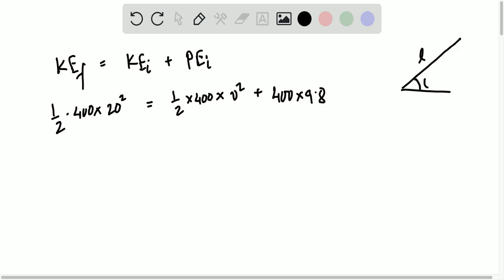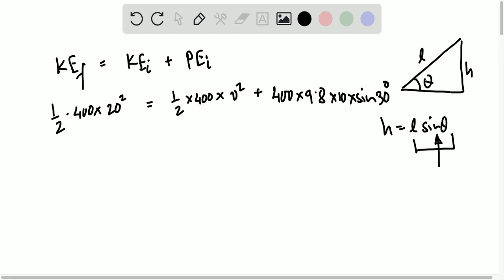and this is the angle theta, then the height h will be L sine theta. So the friend has forgot to include sine theta. So L is 10 meter times sine of the inclination, which is 30 degree. So this is the correct equation.